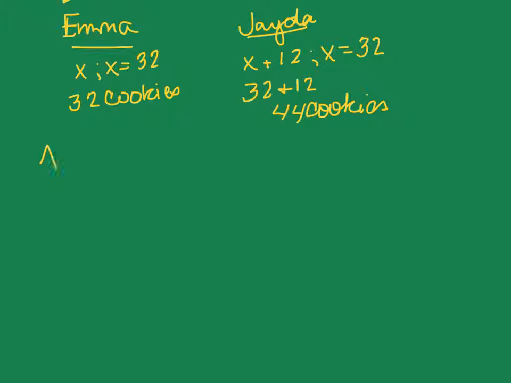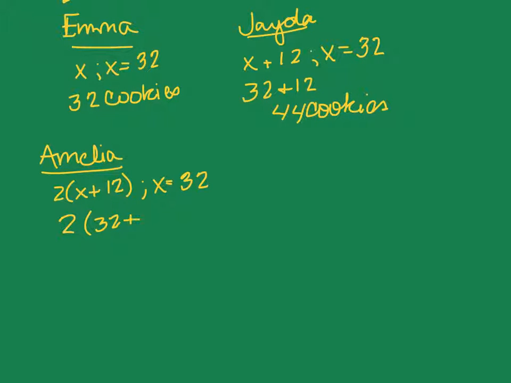The next person is Amelia. The expression for Amelia is 2 times the quantity of x plus 12, semicolon, x equals 32. Substitute in, becomes 2 times the quantity of 32 plus 12. Inside parentheses first: 32 plus 10 will be 42, plus 2 more is 44. That's still going to be multiplied times 2. That, of course, is 88. Amelia brings 88 cupcakes. Oh, boy, I can't wait for those.